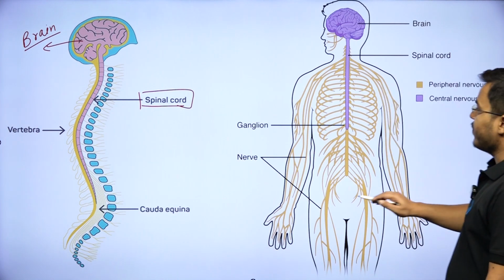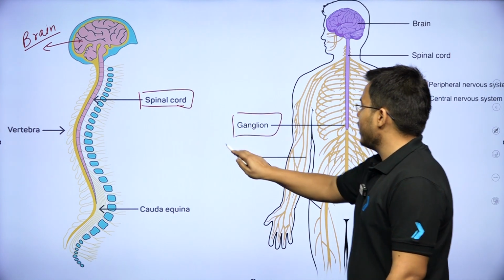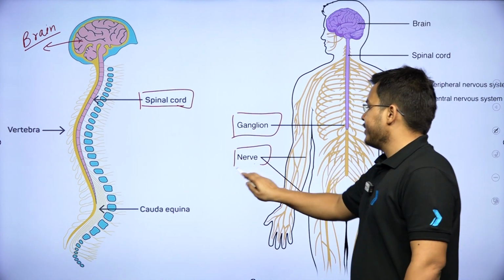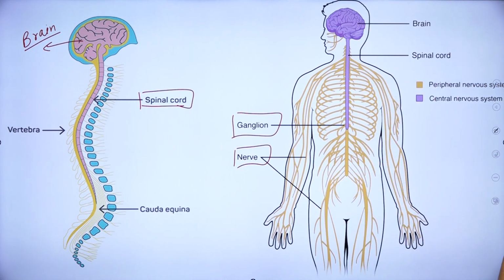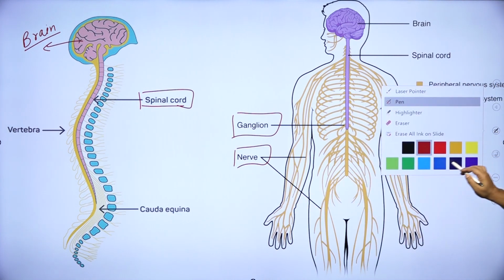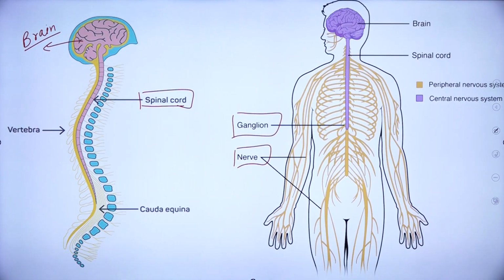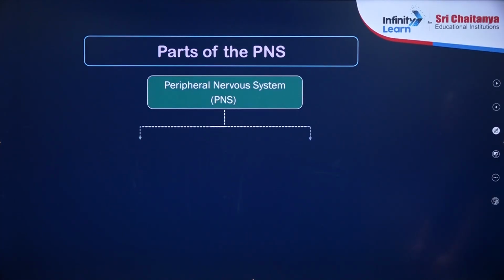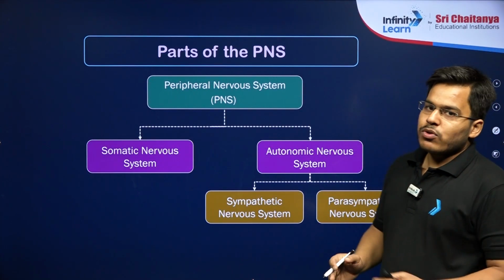So here we are having these ganglions that are present, and these are going to be nerves, students, the wiry structures present all around our body that are made up of bundles of neurons. Now, if we talk about the PNS, students, it can be divided in many parts on many bases.